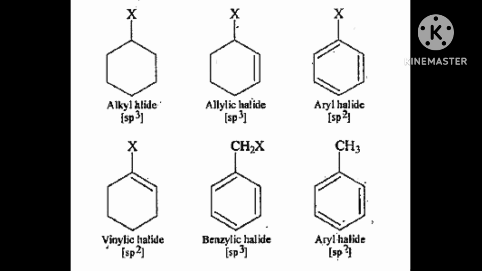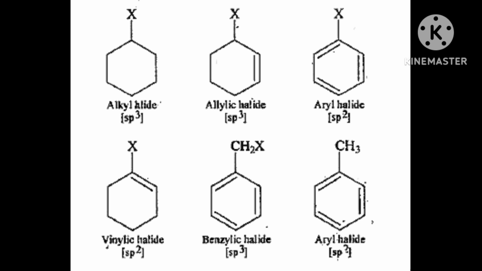The common name will be: because Cl is attached with the second carbon, and that carbon is attached with 2 neighboring carbons, one on the left side, the other on the right side. Correct? Then obviously it will be secondary, and total carbon is 4. Then secondary butyl chloride. Secondary butyl chloride. This is the common name.